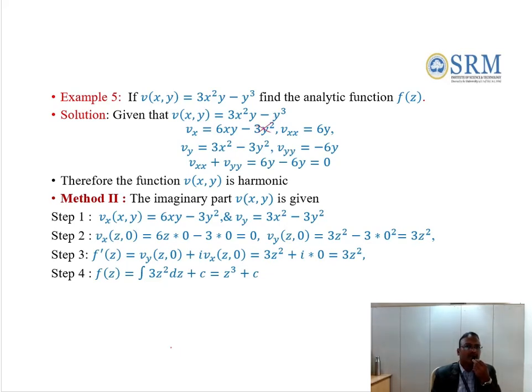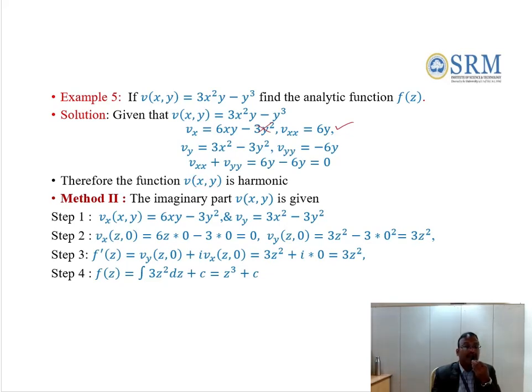Then Vxx is 6y, right? And then Vy, what is Vy? Vy is 3x squared minus 3y squared, and Vyy is minus 6y. Okay, therefore if you add Vxx and Vyy, that gives 6y minus 6y equal to 0, right? That is, v satisfies the Laplace equation, therefore v is a harmonic function, right?